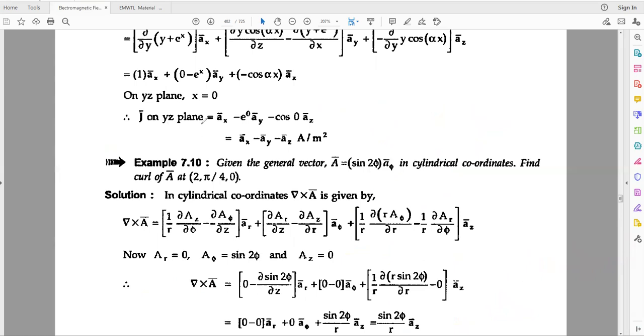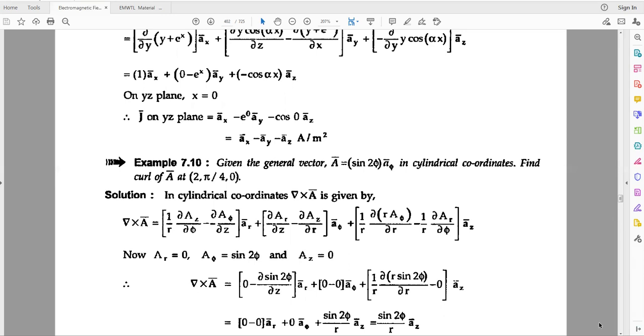The J bar on the YZ plane is AX bar minus e power 0, because x is equal to 0, and e power 0 value is 1. So minus AY bar, and cos 0 value is 1. So AX bar minus AY bar minus AZ bar ampere per meter square. Got it?